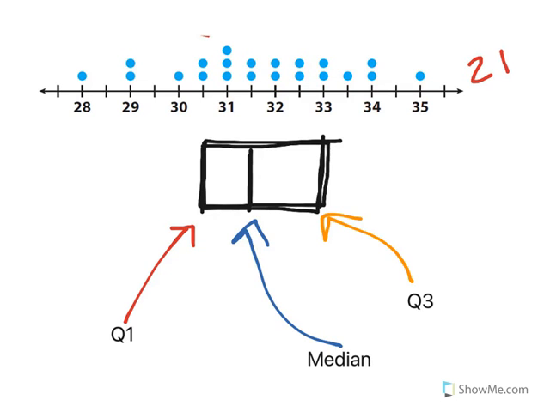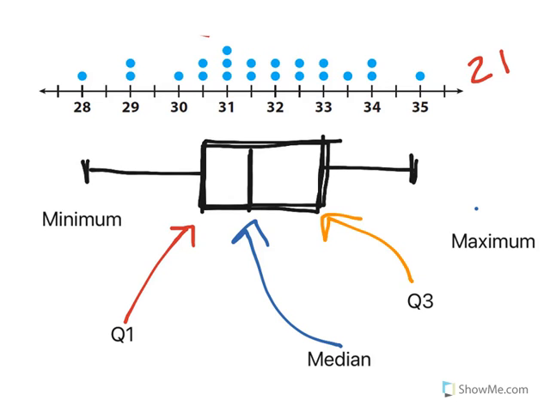The last two things you need to put your box plot together are your minimum, which is your smallest value, is 28, and your maximum, which is your largest value. And then you have all 5 things you need to get your box plot.